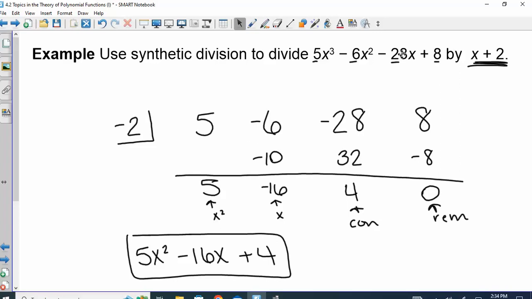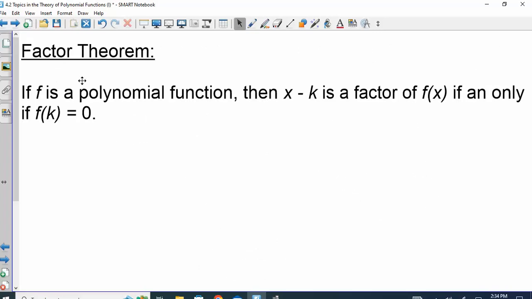So everybody grab a calculator real quick. Plug that in: 5 times (-2) to the third minus 6 times (-2) squared minus 28 times -2 plus 8. What do you get? 0. It gives us the remainder if we just plug that number in. So that's the factor theorem. It tells us that if something is a factor, when you plug that in, you get 0.